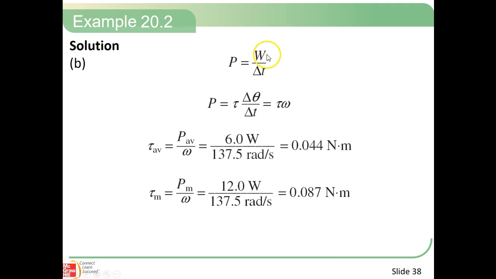For letter B, we know power is equal to work over time. That's also equal to torque times the change in the angle over the change in time, so that's just torque times the angular velocity or angular speed. So here we've got the average power divided by the angular speed is equal to the torque. So we end up with 0.44 newton meters because we know that we had 6 watts of power. There's that 137 radians per second we got in A. If you do the maximum power, which would be 12 watts, then you've got a torque of about 0.087 newton meters.